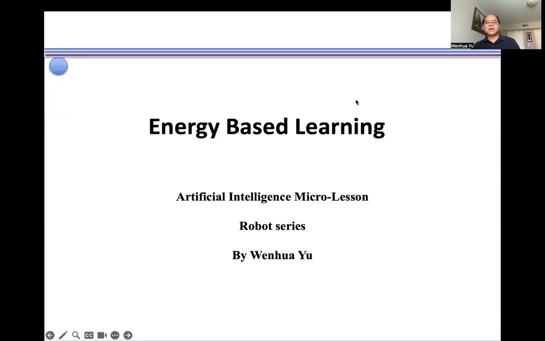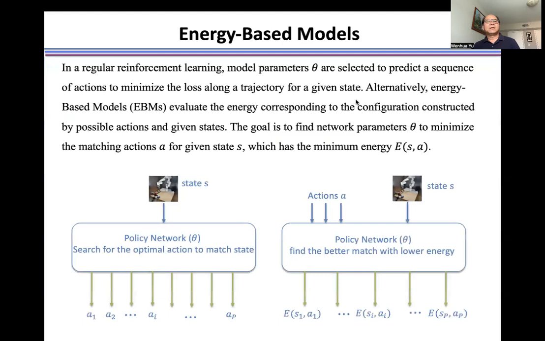Now we introduce energy-based learning. In regular reinforcement learning, for a given state, we need to optimize the model parameter set to find the optimal action, which can produce minimum loss along a trajectory.